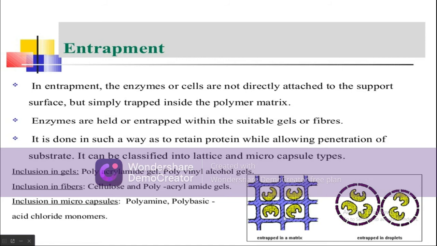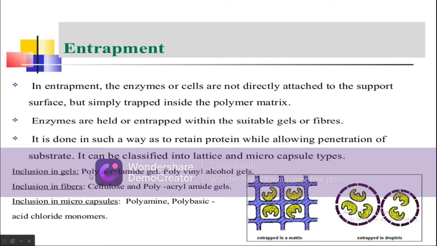So for entrapment, it's not that the enzyme is binding on the surface, rather it is entrapped inside the matrix. The enzymes are held or entrapped within suitable gels or fibers. This is also enzymes entrapped. It is done in such a way as to retain protein while allowing penetration of substrate. It can be classified into lattice and microcapsule types. So it allows the substrate to pass through so that it can easily be converted into your product of interest, and it's divided into two.